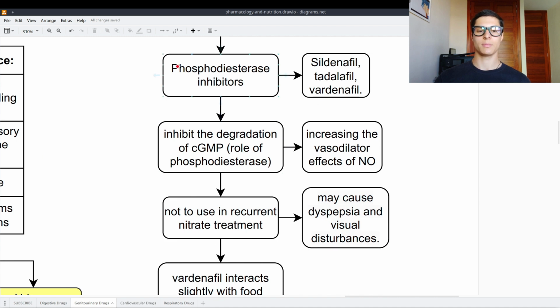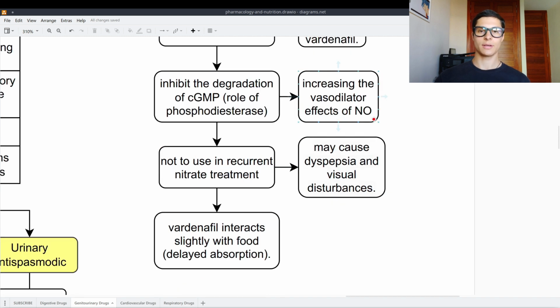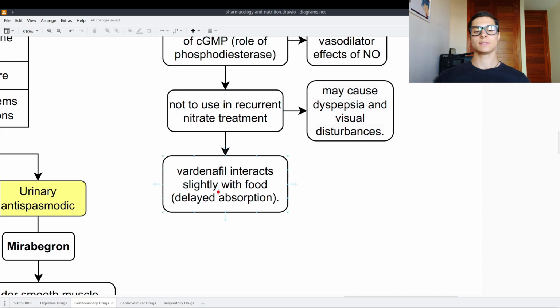Therefore, if we inhibit the phosphodiesterase, we're going to build up the cyclic GMP, and an excess of it will increase the vasodilator effects of the nitric oxide. Nitric oxide is the reason why these drugs are not meant to be used with recurrent nitrate treatment. They may cause dyspepsia and visual disturbances, and vardenafil interacts slightly with food, delaying the absorption.